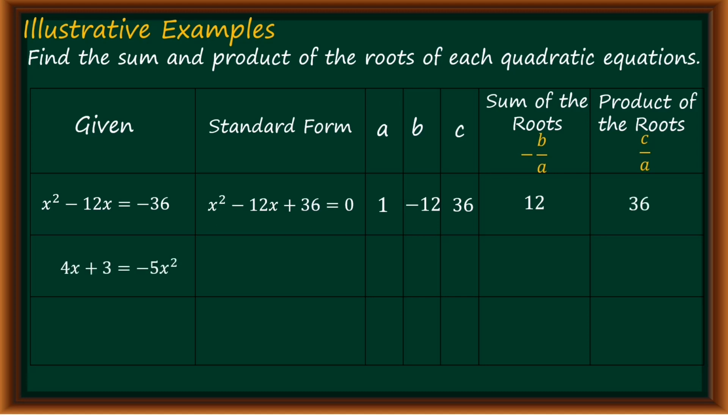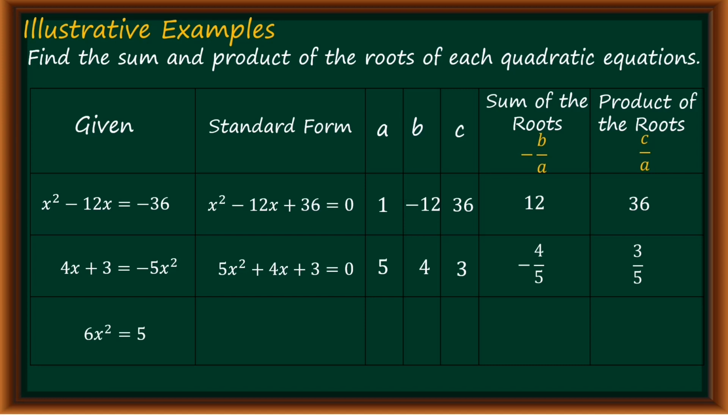Next, number 2. 4x plus 3 is equal to negative 5x squared. In standard form, it is written as 5x squared plus 4x plus 3 is equal to 0, where a is equal to 5, b is equal to 4, and c is equal to 3. The sum of the roots is negative b over a, so that is negative 4 over 5. And then the product of the roots, that is c over a, so that is 3 over 5.